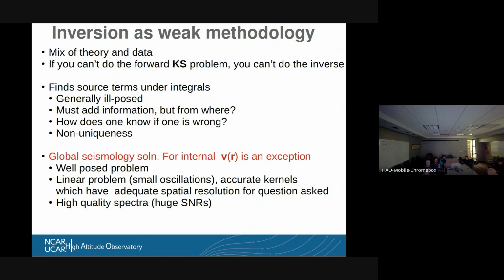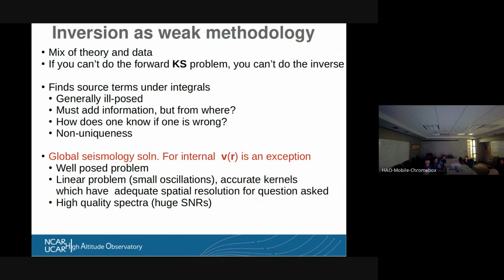You've got to add information. But the real question is, where are you going to add that information from? And this is where people like Matthias come in, because you can add a lot of information from the computations. How does one know if one is wrong? How do you know if you're wrong? Can you put an error bar on your differential emission measure that you think is meaningful? I would say no, because you changed the bloody kernels. You can't do that.